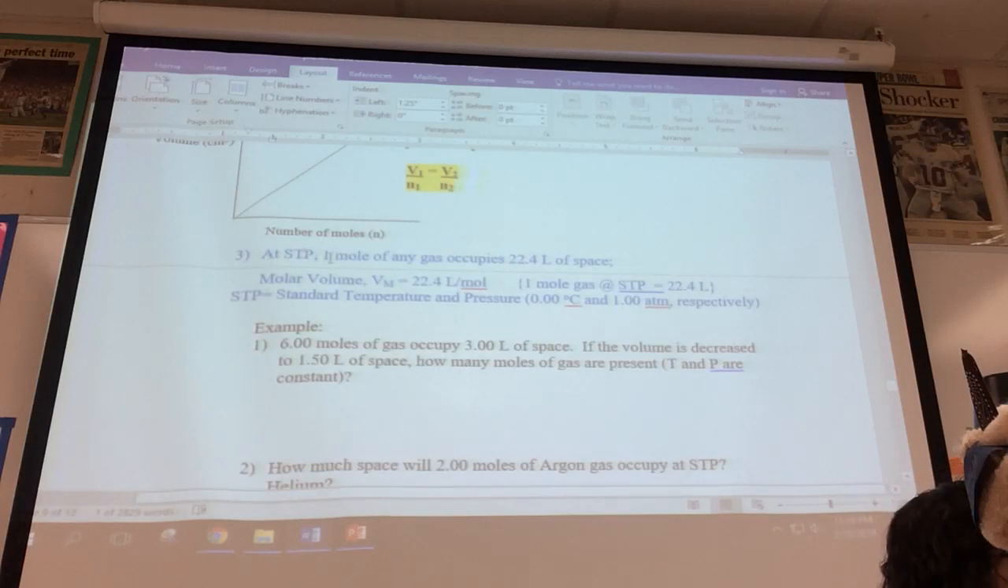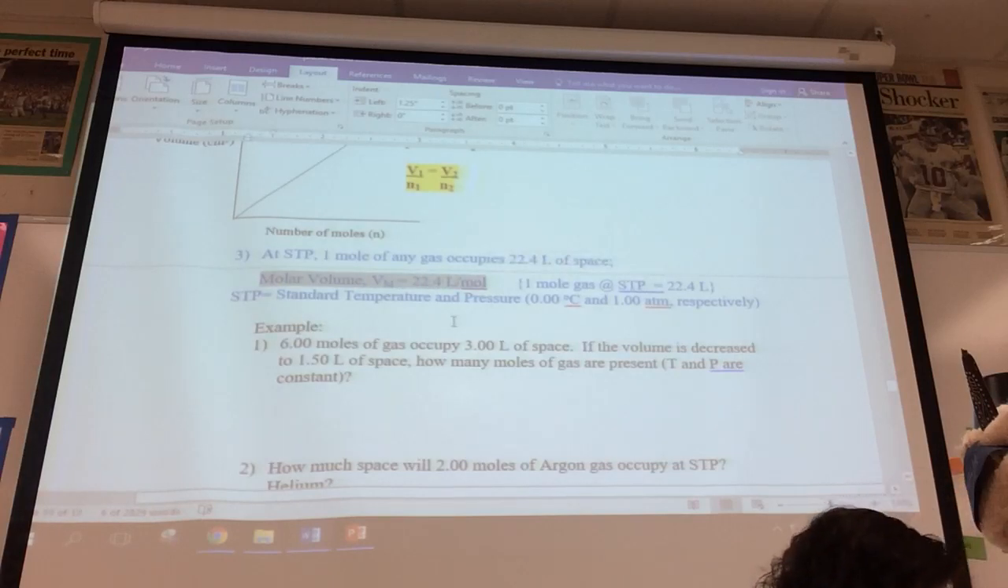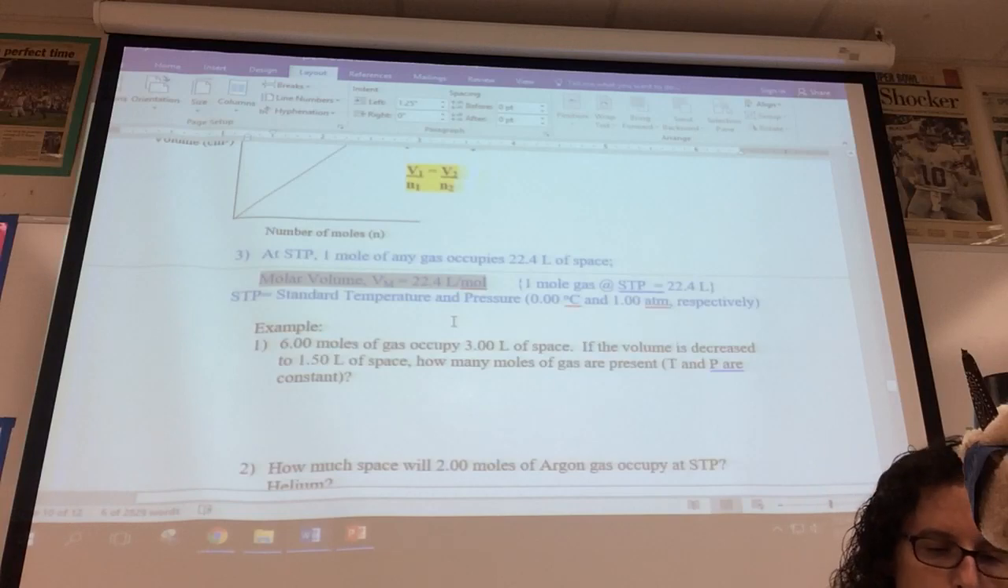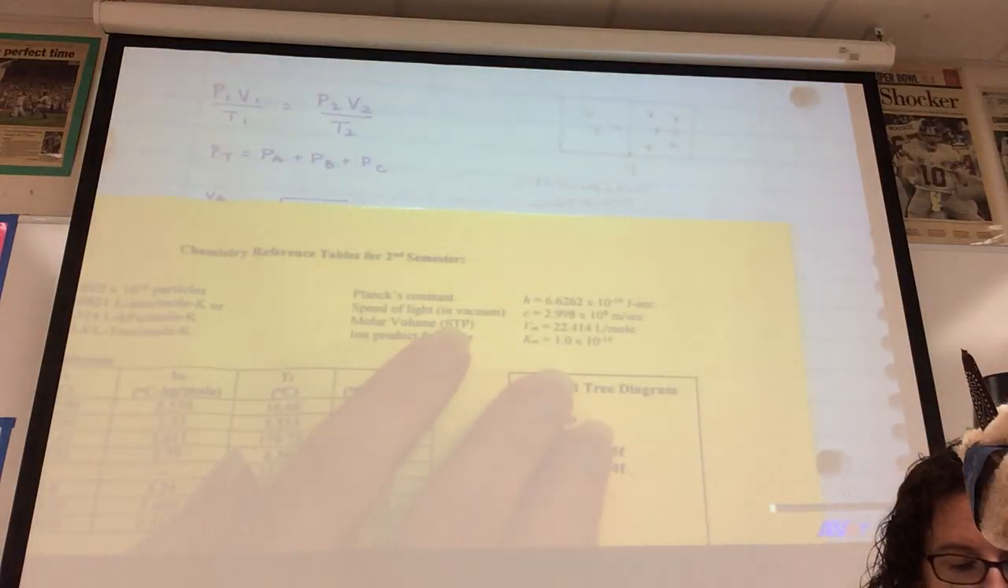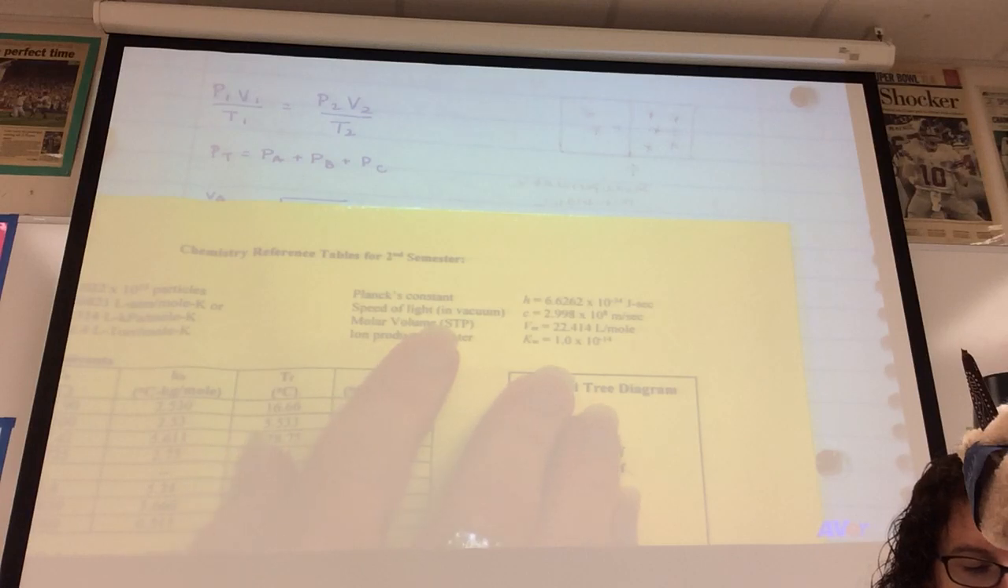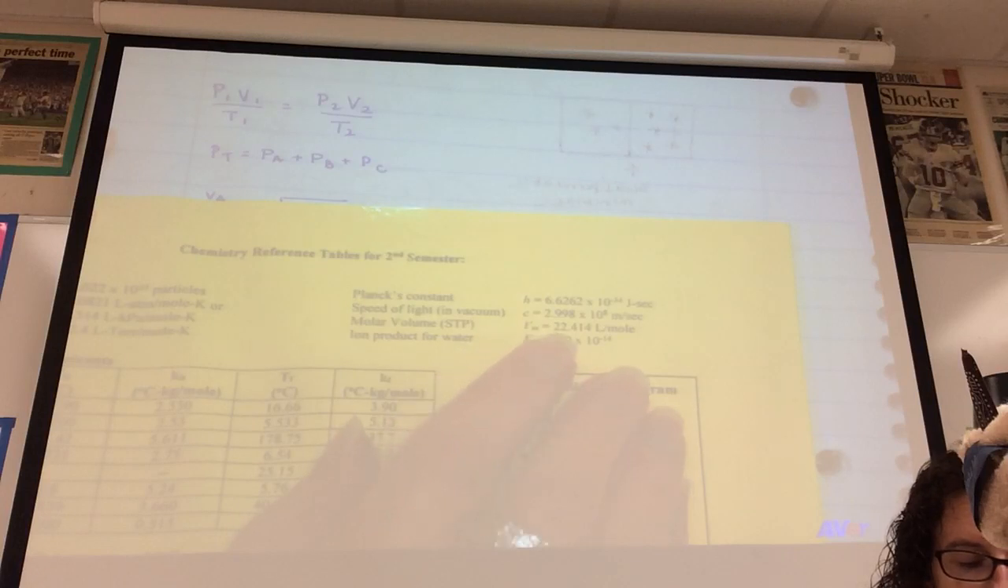At STP, 1 mole of any gas occupies 22.4 liters of space. This is known as molar volume, and that constant is provided to you on the back of your periodic table. Again, for second semester, you've got molar volume at STP, that's standard temperature and pressure. Temperature is 0 degrees Celsius and pressure is 1 atmosphere. Molar volume, 1 mole of any gas occupies a volume of 22.4 liters. So molar volume is 22.414 liters per mole.